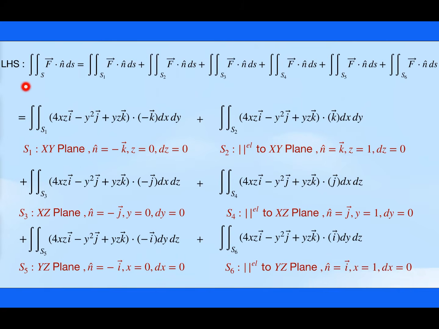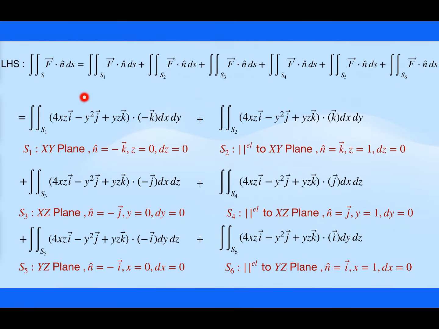Now we will go with the left hand side. Double integral is F dot n cap dS. This is the surface integral. So we have got 6 surfaces in the cube. So we have just added the integral of F dot n cap dS over S1, the same way F dot n cap dS over S2 and S3, S4, S5, S6. So we just added all the double integrals with respect to their surfaces.